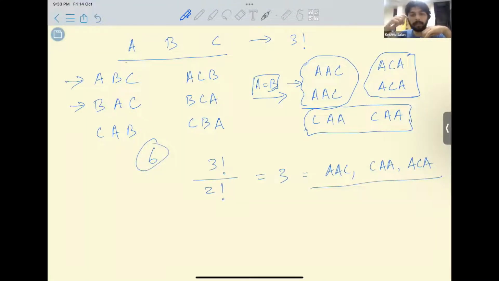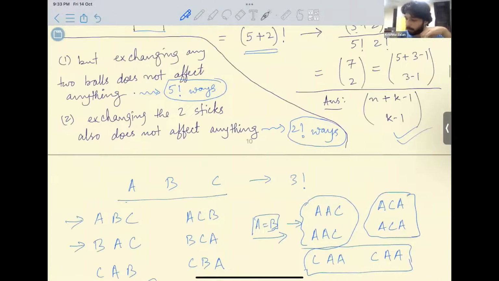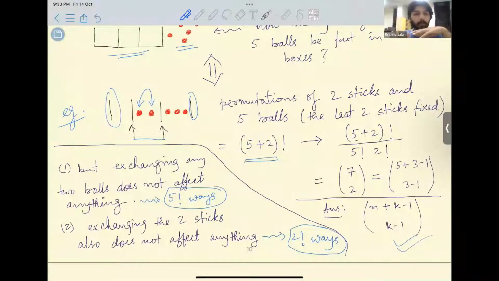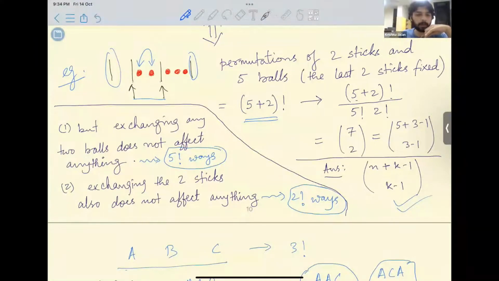So this is what sir is suggesting. So same thing is what I am also doing. Because these objects are alike, exchanging the 2 won't make any difference. And how many ways I can do that is the number of ways I can arrange those objects among themselves. That's why 5 factorial and 2 factorial respectively.